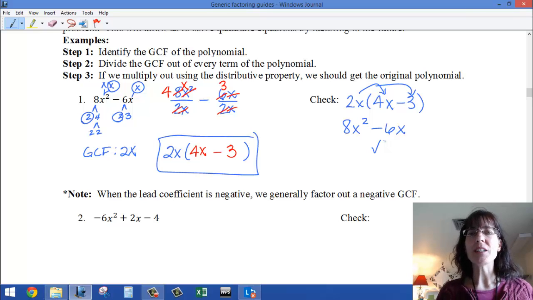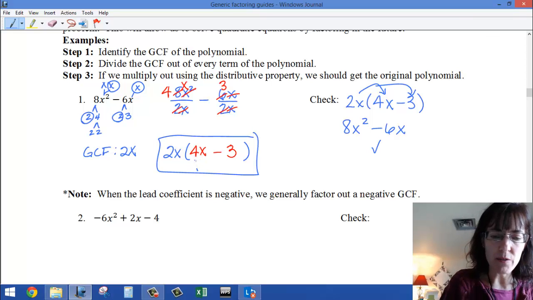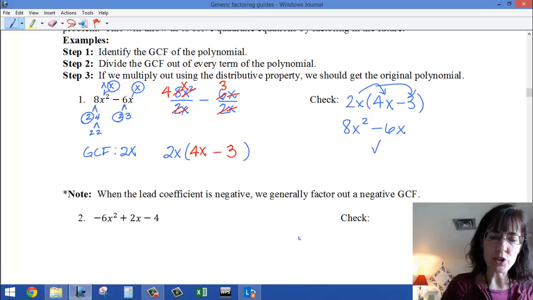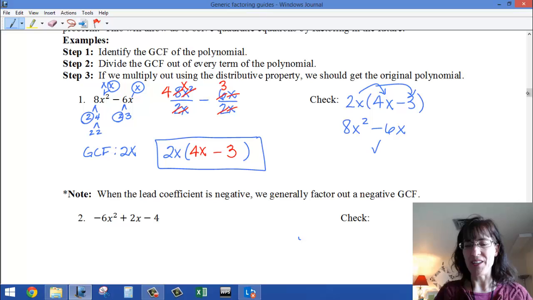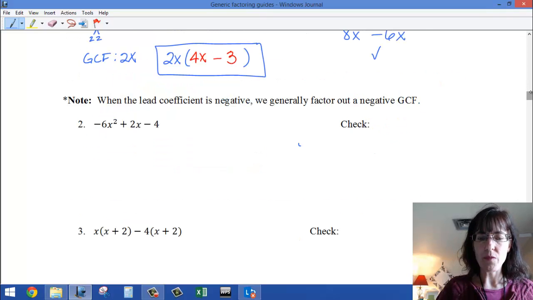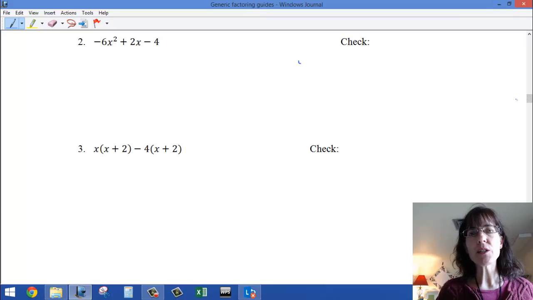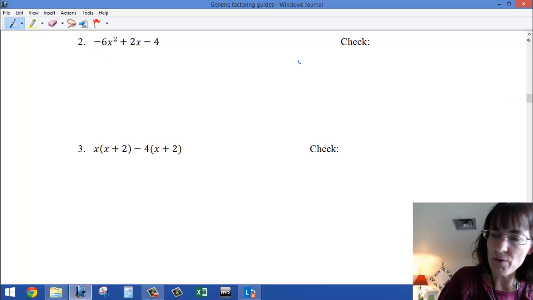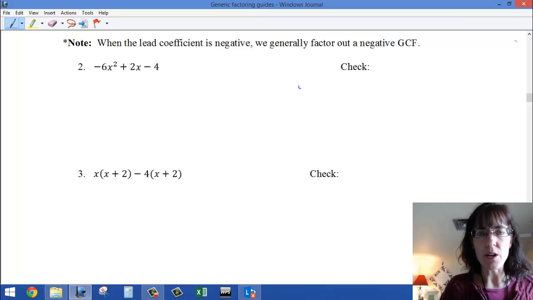I'm not guaranteed that it's completely factored, but I think it is, because when I look at my factored form, the 4 and the 3 don't still have greatest common factors, so I'm pretty sure I've finished that one. And there's not an x squared, so I can't factor anything else out in terms of the variables. Okay, when the lead coefficient, that's the number part of the highest term, so the variable with the highest exponent, when it's negative, we generally will factor out a negative greatest common factor.